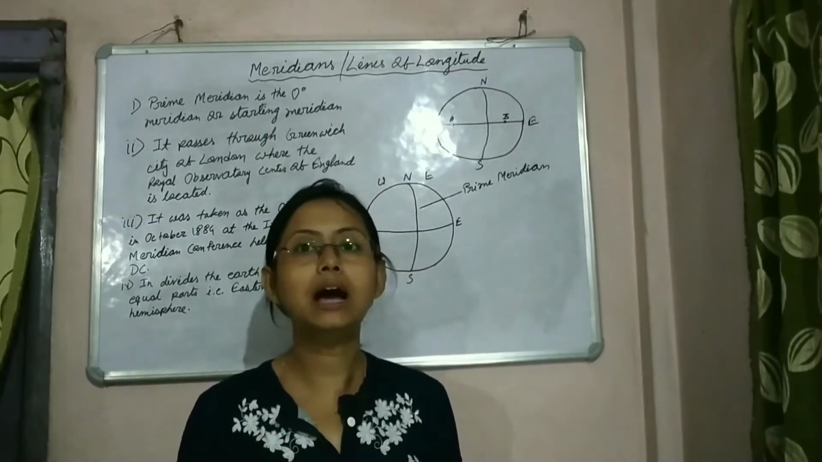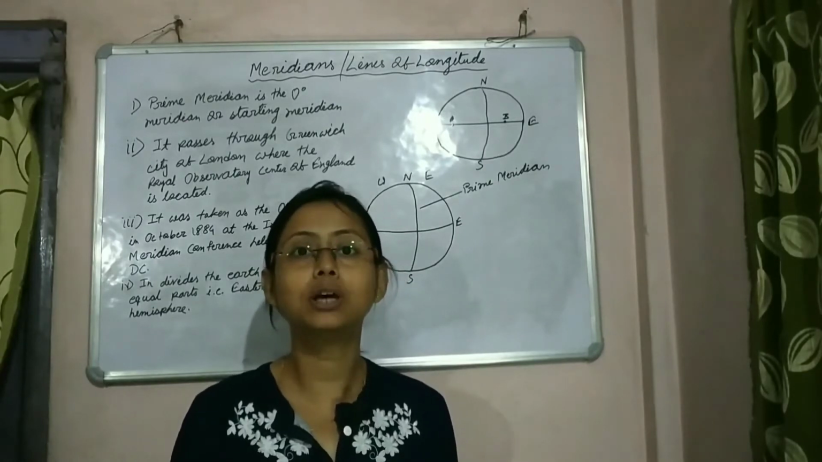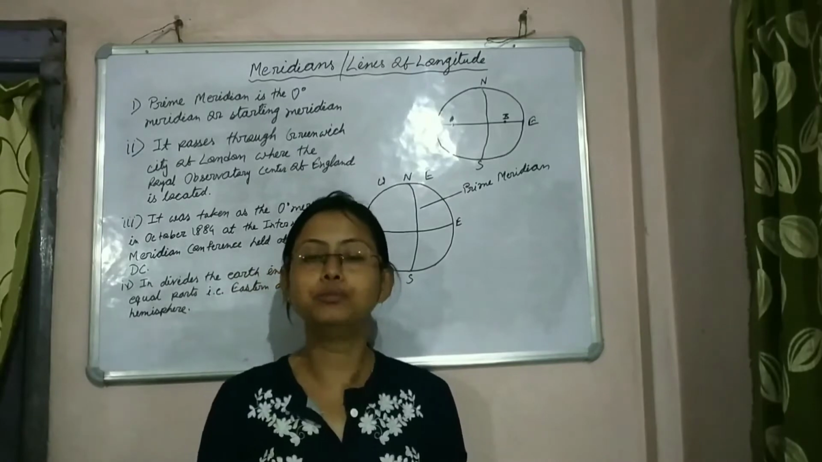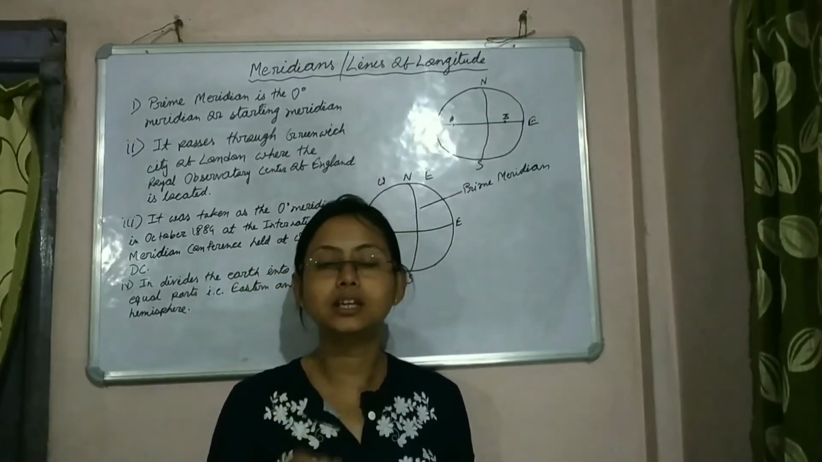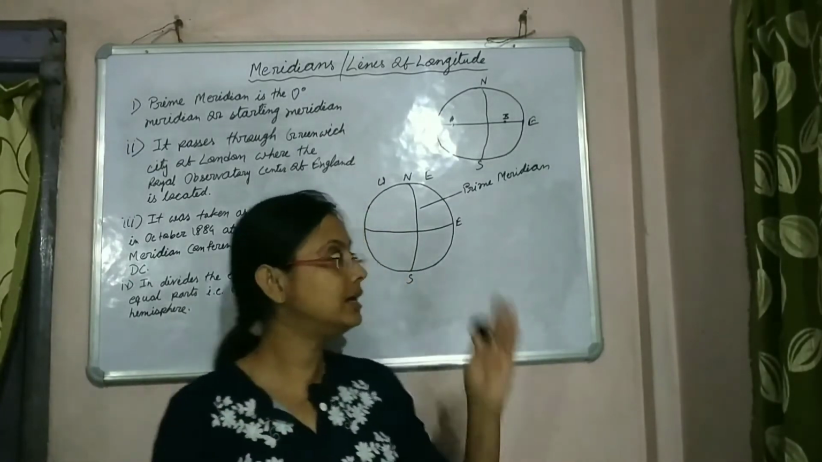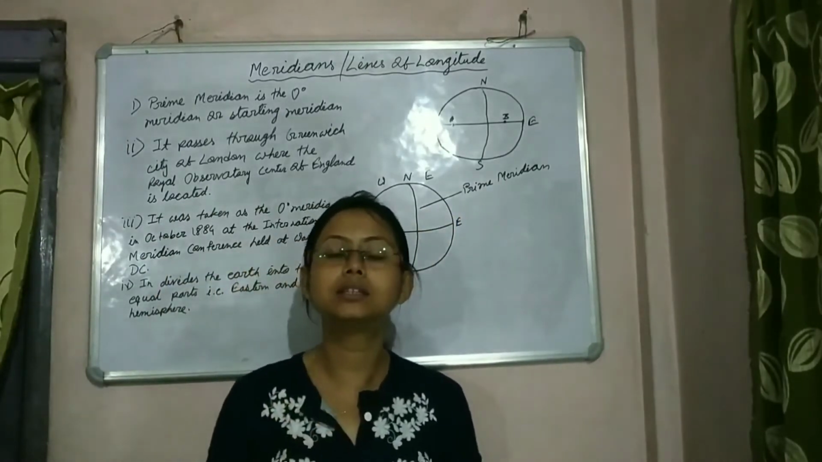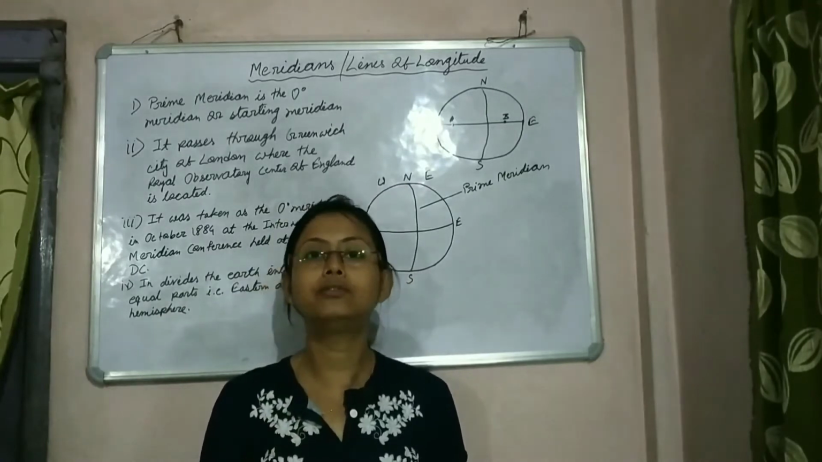Clear up to this much? Now, next let us discuss the meaning of longitude. What is the meaning of longitude? Longitude means when we measure the distance of any place east or west of the 0-degree meridian, that distance is called the longitude of that place.